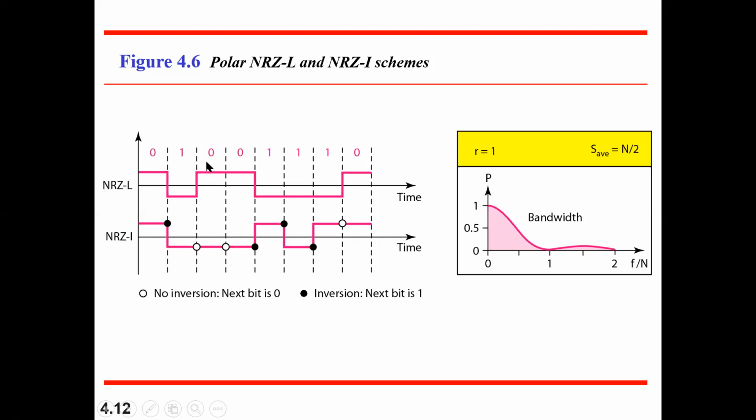The next one is 0. That means the bit has changed. But inversion says the previous 0 was at the highest amplitude, so now it should go to the lowest amplitude. The next one is also 0. Since the bit has not changed and the transition has not happened, the same value is repeated, so it lies at the same level. The signal level will be at the minimum in this example.